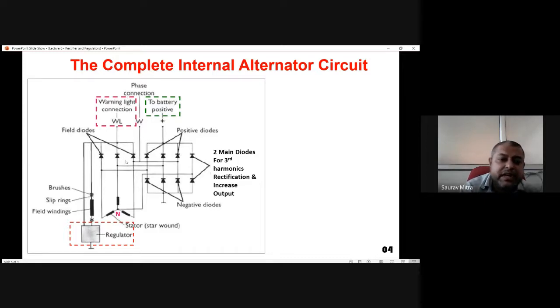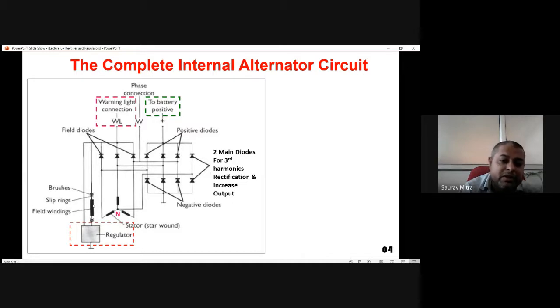Okay, so these 3 diodes are called field diodes, or they can be called excitation diodes. Why are they called field diodes or auxiliary diodes? Because whatever DC is produced at this point, the same DC is coming here, and this is that field coil.